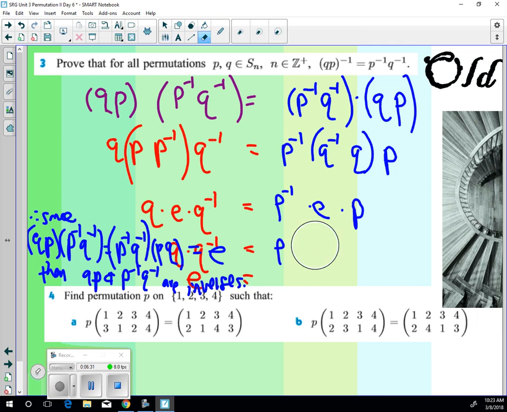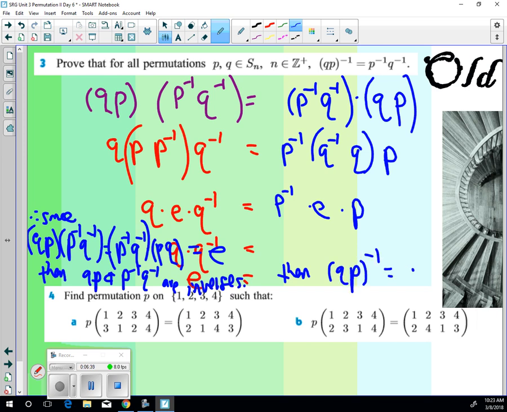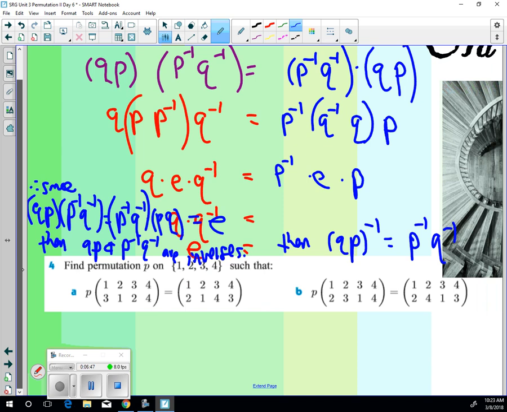And this has run out of space here. Then, hence, they say QP inverse equals Q inverse P inverse, or P inverse Q inverse. All right, anybody want to ask a question about 4 or 4A or B? Are we good with those?